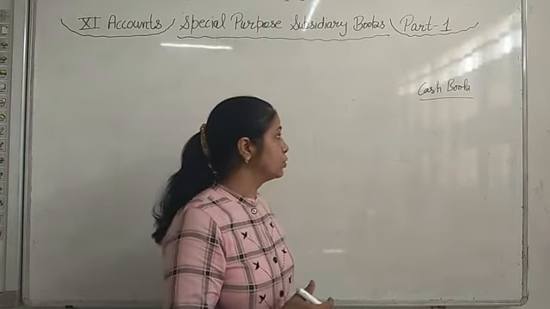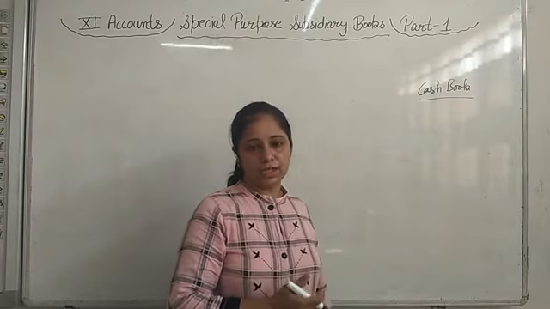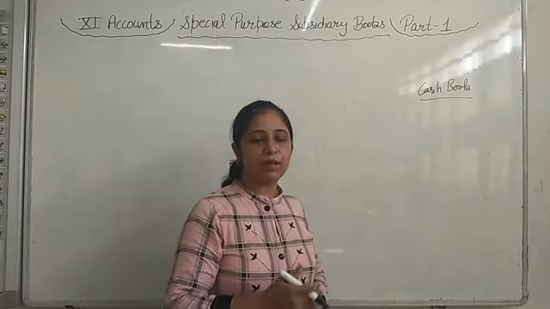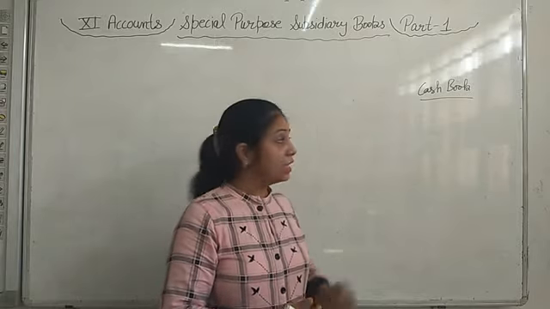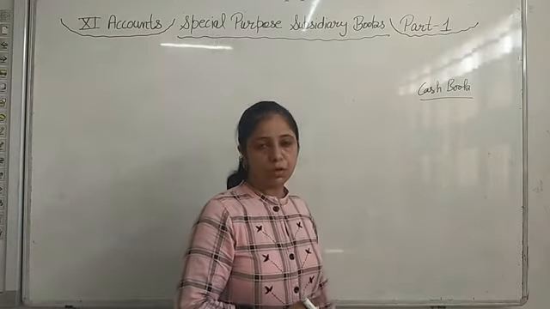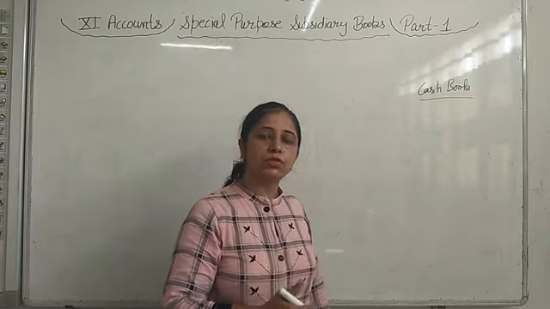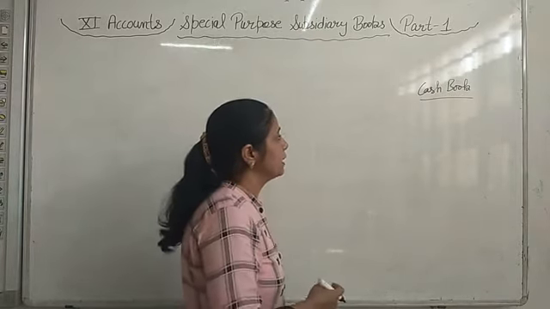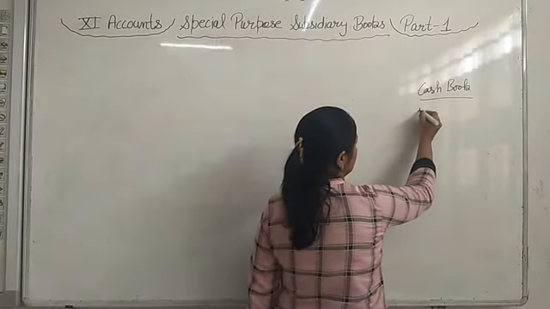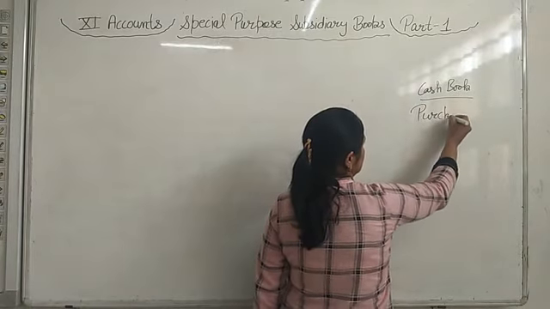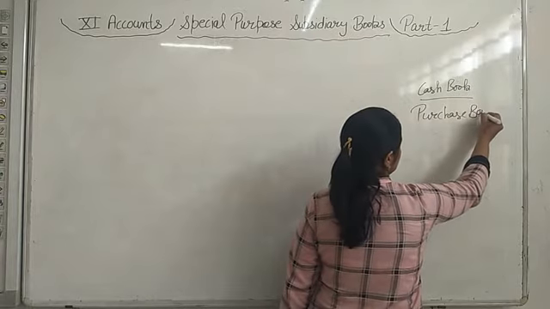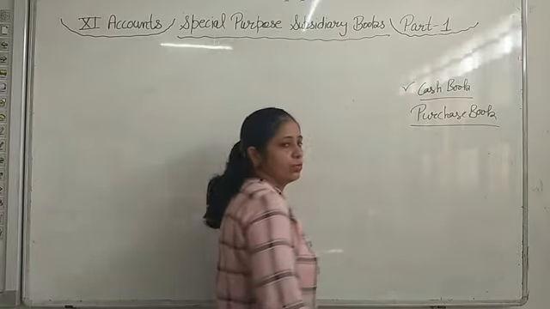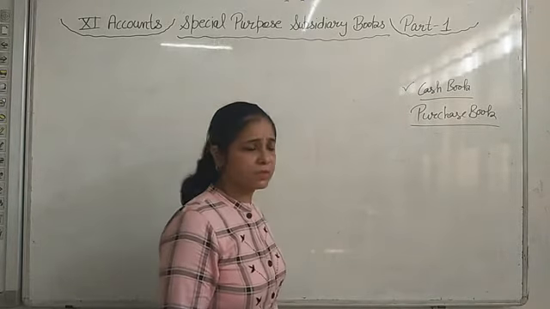in the cash book. If any cash purchase is there, if we are purchasing goods and paying cash, that will be recorded in the cash book. If we purchase goods on credit, then where do we record these transactions? In the purchase book. So the cash book is the main subsidiary book. It is used in almost every business.